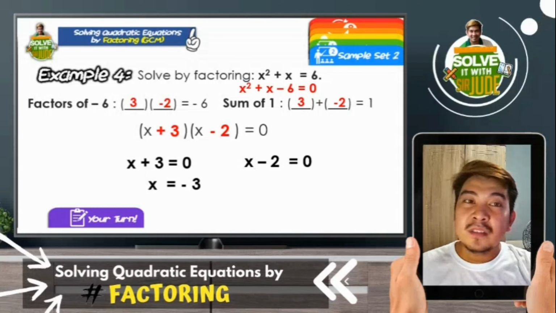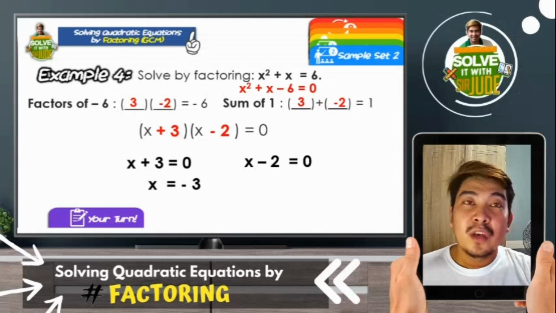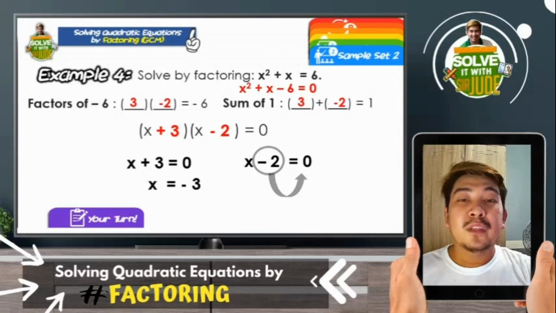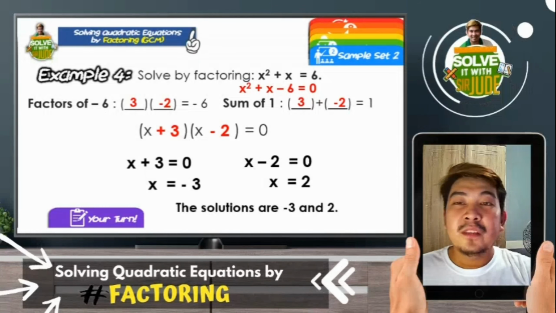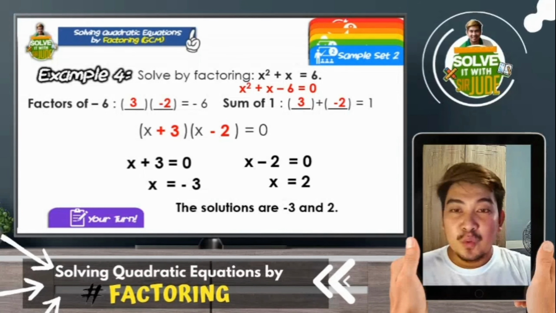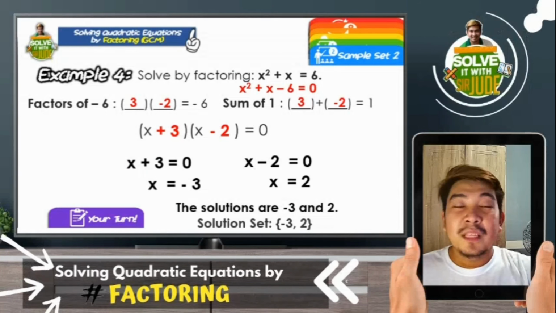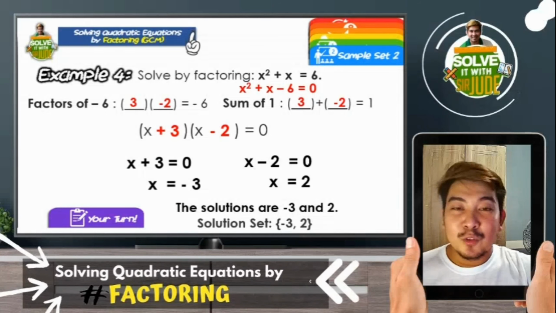So how about on the second equation, which is x minus 2 is equal to 0. So i-transpose din natin si negative 2 doon sa kabilang side. So therefore, the value of x will be positive 2. So therefore, the solutions of this equation will be negative 3 and 2. And if we are going to rewrite it in solution set, this will be the set of numbers including negative 3 and 2.